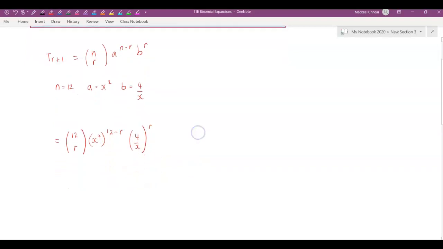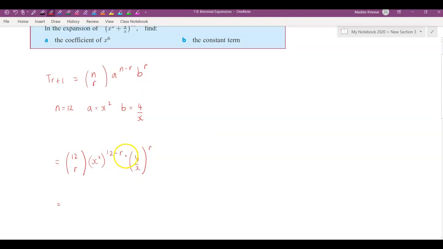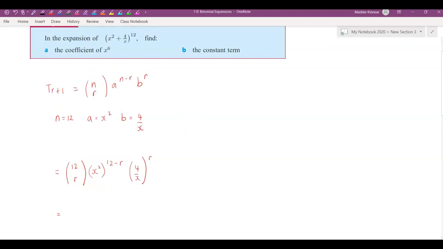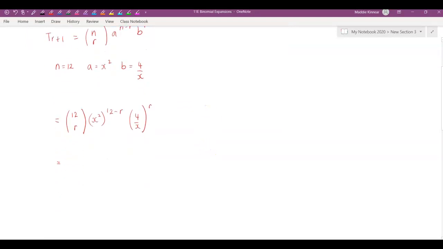And again, to figure out, basically in this expansion, we're trying to say, well, when I sub in a particular value of r, what value will end up with this all coming back together to give me a power of 6 on my x term. So I need to collate all my x's together, because at the moment they're in 2 separate places, and find out what value of r will mean that this spits out an x to the power of 6.